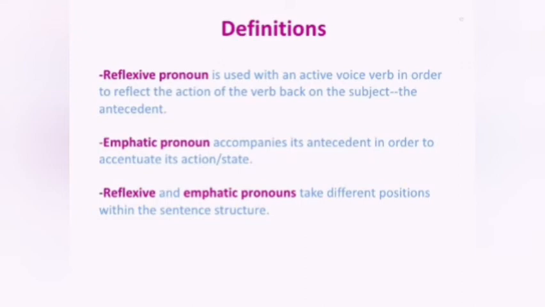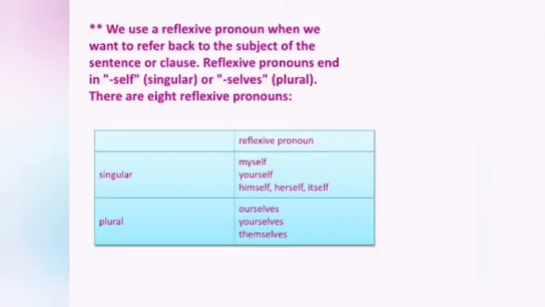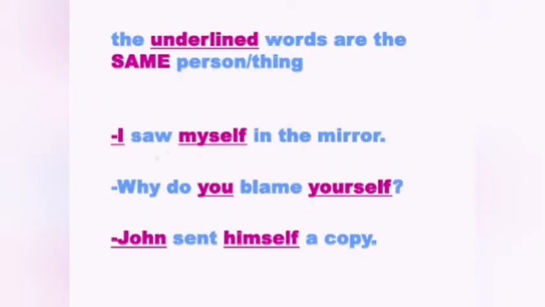Reflexive and emphatic pronouns take different positions within the sentence. Let us go through the sentences to have a proper understanding of this. If it is singular, it will be myself, yourself, himself, herself, and itself. When it is plural, instead of self, it will be selves: ourselves, yourselves, and themselves.